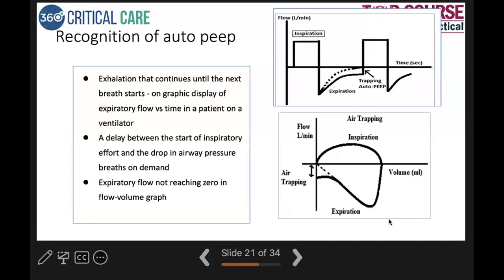And in the flow volume loop, normally the curve should come to the baseline with expiration. But you can see there is air trapping and the curve goes down. So this is one of the ways you are going to find out the auto PEEP. Okay.